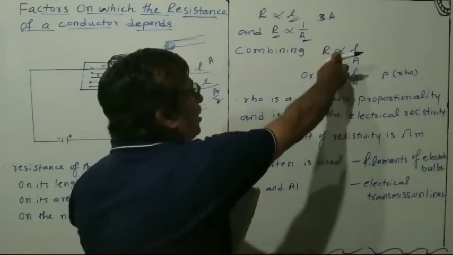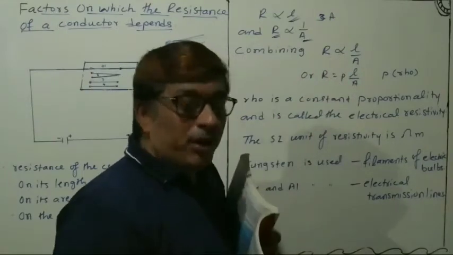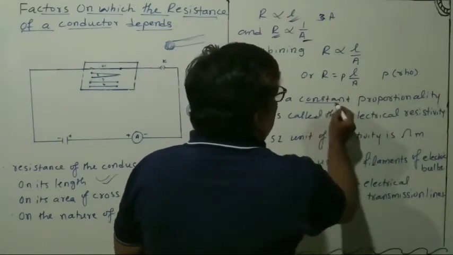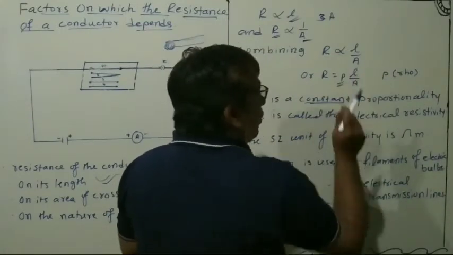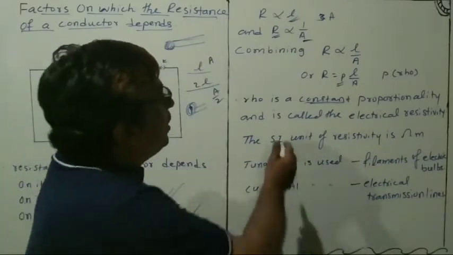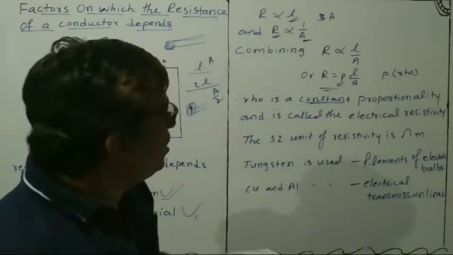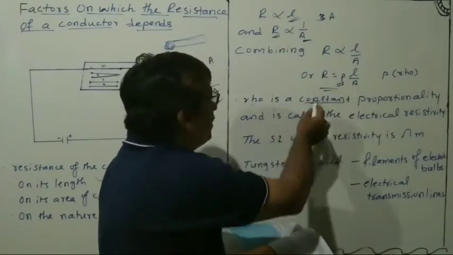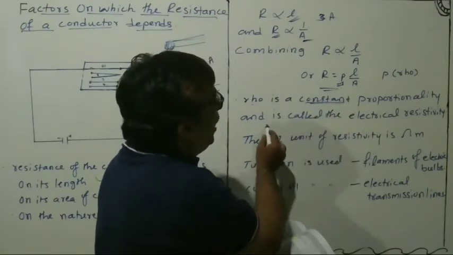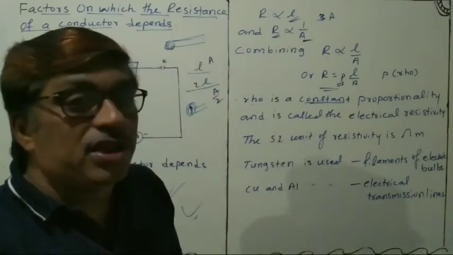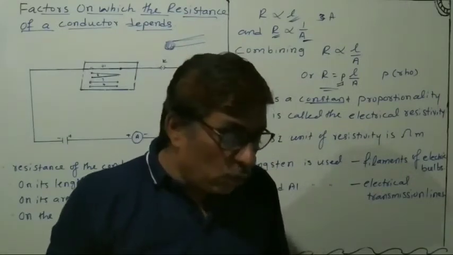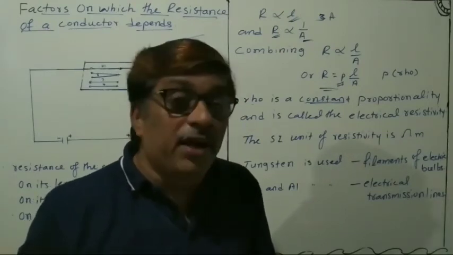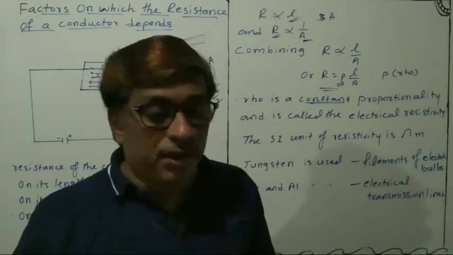Then the proportionality sign is removed, so R is equal to rho, a constant, times L upon A. In this way, the equation becomes like this. What is rho? Rho is a constant of proportionality and is called the electrical resistivity of the material of the conductor.